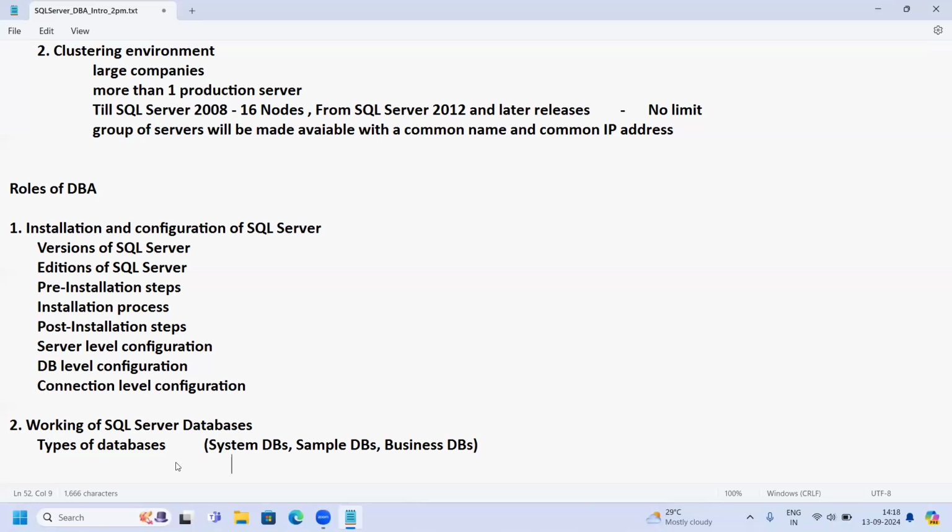System databases: overall, we'll have around five databases to study. Four is default. Five requires configuration. When you configure, you'll get the fifth one, right? We'll discuss in detail. When I start that module about databases, on that day, I'll discuss all the things, okay?